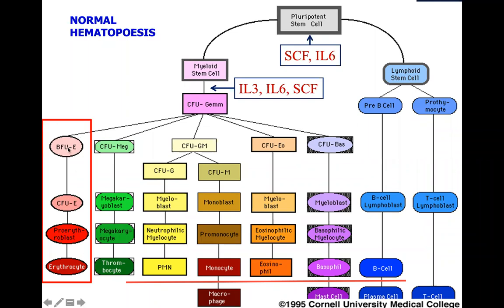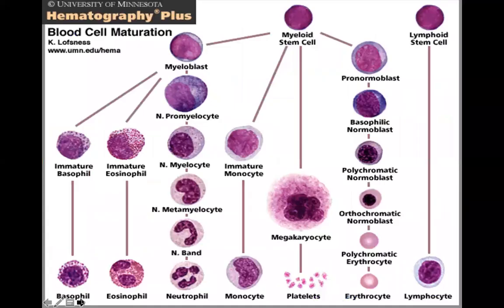So you have the blast forming unit, then the colony forming unit erythroblast, then the proerythroblast, then the erythrocytes. Concentrate on this one, the erythrocytic series. The most primitive precursor of the RBC is a pronormoblast. It's still nucleated. Then it converts into a basophilic normoblast, then a polychromatic normoblast, and then the orthochromatic normoblast, which is the last of the nucleated red cell precursors in the erythroid series.